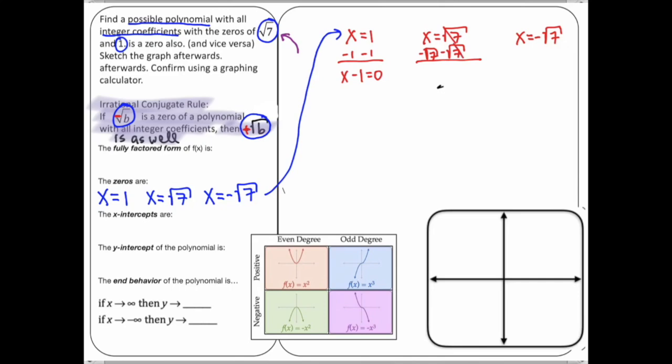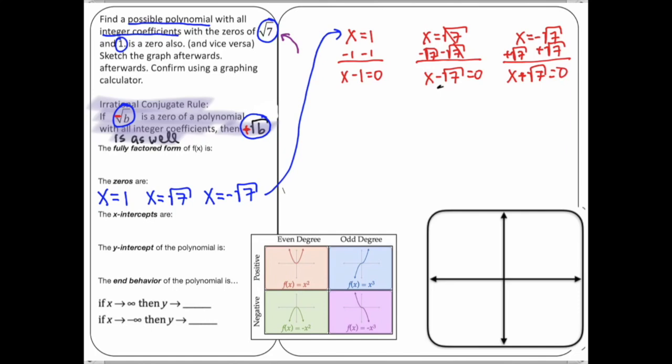And that is going to give me x minus the square root of 7 equals 0. And likewise, add the square root of 7 to each side. Oops, I goofed up here. So I got x plus the square root of 7 equals 0.